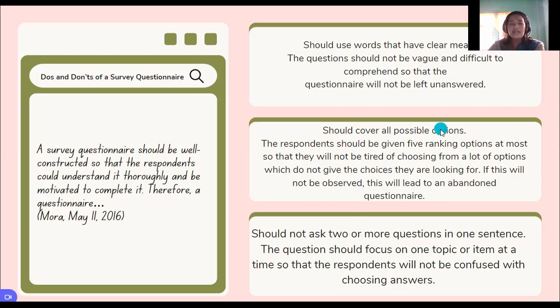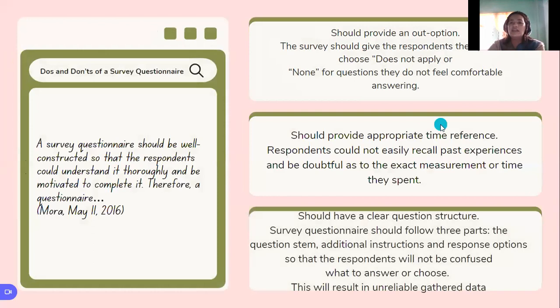The next one is that it should provide an out option. The survey should give the respondents the option to choose does not apply or none for questions they do not feel comfortable answering. So it's very sensitive for a survey questionnaire to include choices such as others, or does not apply, or none of the above, because sometimes respondents are uncomfortable in answering questions, especially when it's very personal, no? So we should be careful on that one.